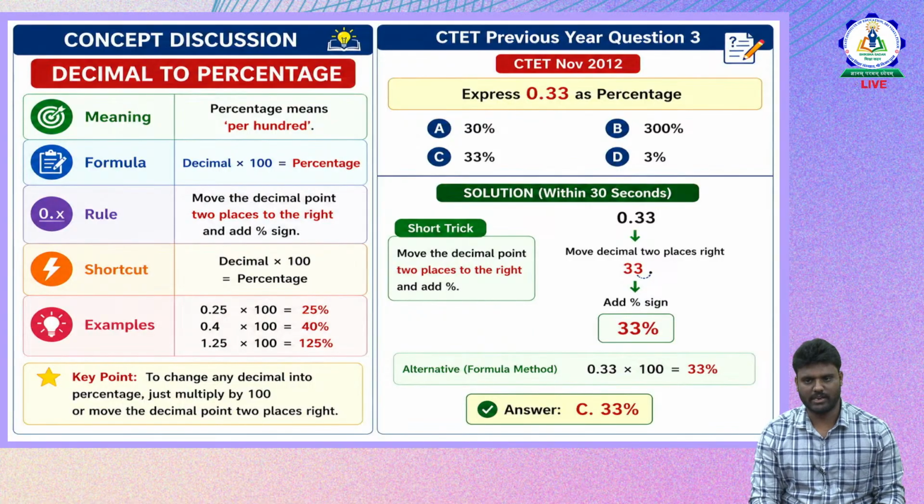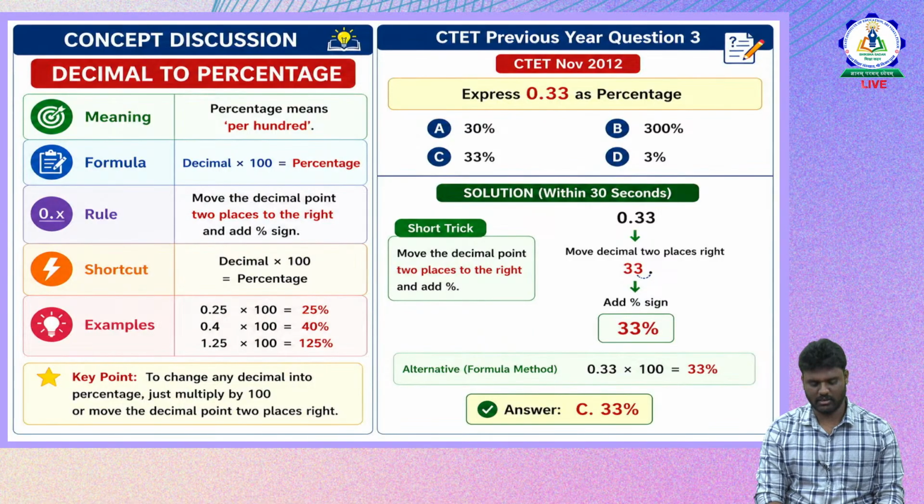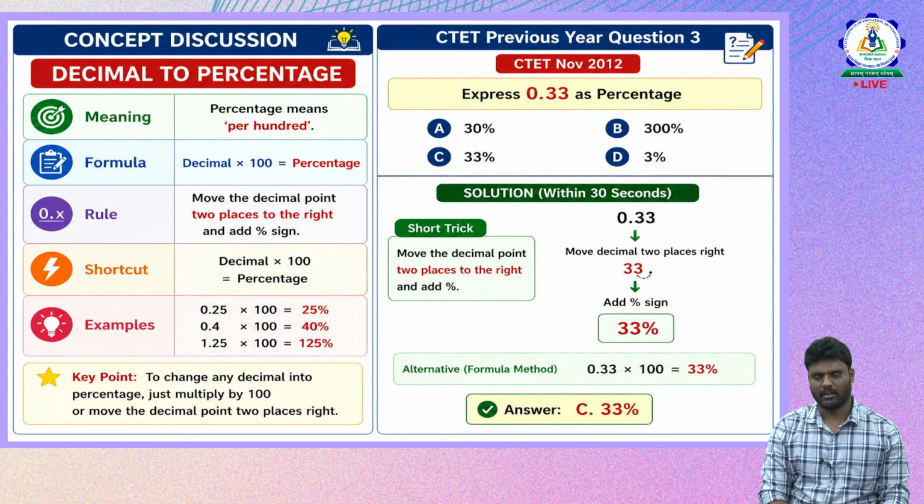The next question is: express 0.33 as a percentage. This is what we discussed in the previous formula. This is a very easy question; by seeing the question itself we can identify the answer. The number is given in decimals, and the given decimal we need to convert into a percentage. That is the concept of the question here.